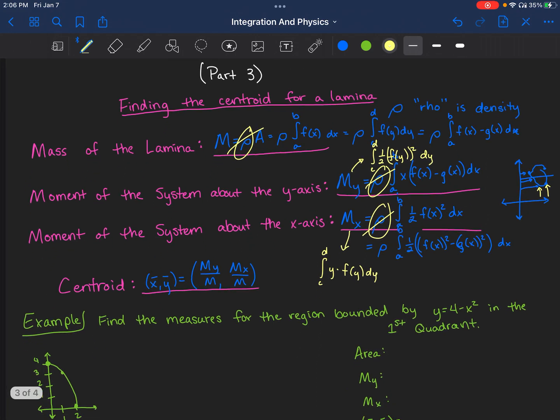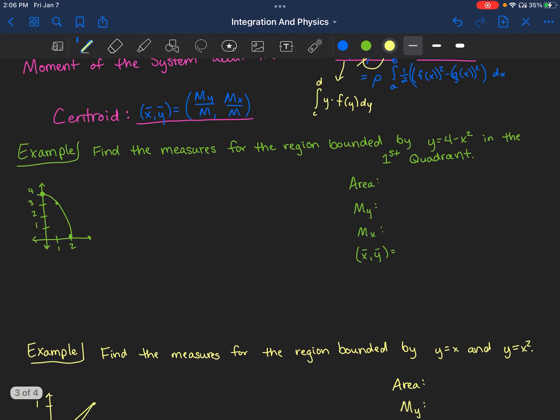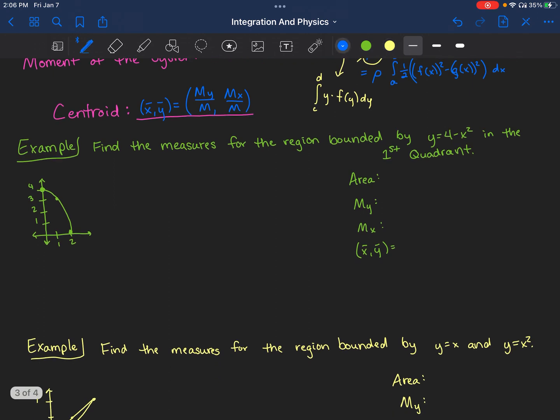Now I'm going to go ahead and move on and start trying to use these formulas because I feel like that's going to help us out a lot. The first example I have is just a single function region. We've got 4 minus x squared, which I've already graphed over here to the left. And we're using this region that's in the first quadrant. In this situation, it's not going to be too difficult to switch it to the y variable, it's just not something I necessarily want to do. So I'm just going to go ahead and do it with x.